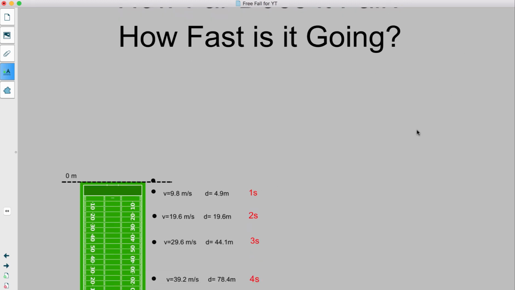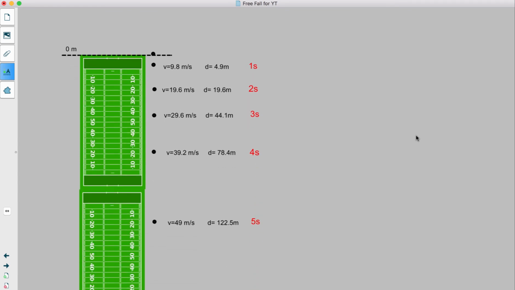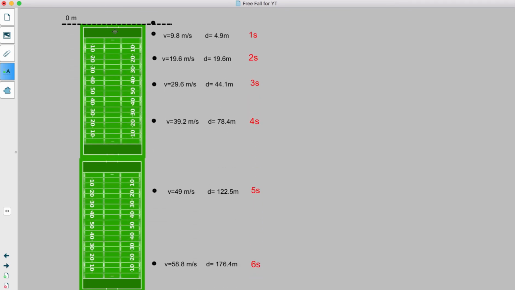For the first analogy, I'm using a football field stacked together. Obviously, you'd have to have the football fields vertically. So here's our start position. After 1 second, you've gone 4.9 meters. Here's your speed. 2 seconds, you've gone 19.6 meters. 3 seconds, 4, 5, all the way down to 6. At the end of 6 seconds of free fall, you are traveling at 58.8 meters per second, and you've traveled a total of 176.4 meters.